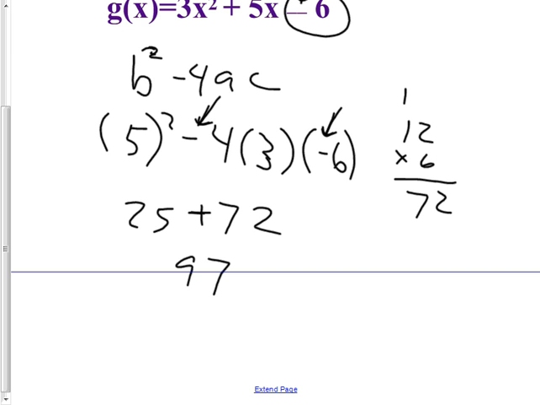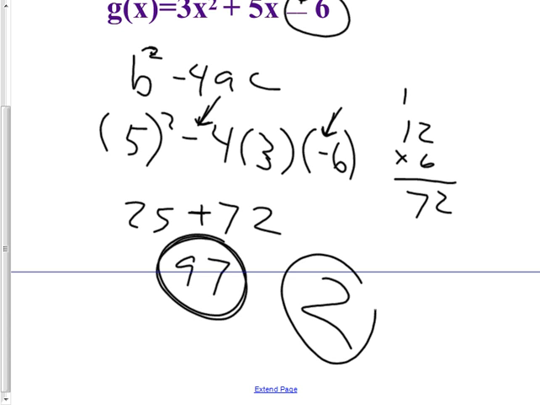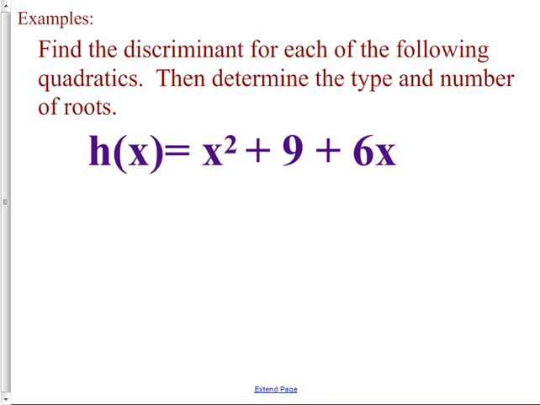You really do. Okay, so if it's 97, how many solutions should it have then? 2. Good. Because you're going to put the 97 underneath the square root, you'll have 2 different answers, plus the square root of 97 and then minus the square root of 97, and you'll get 2 different things. All right. So this one, we rearranged it. Be careful. That's the only thing that's different.